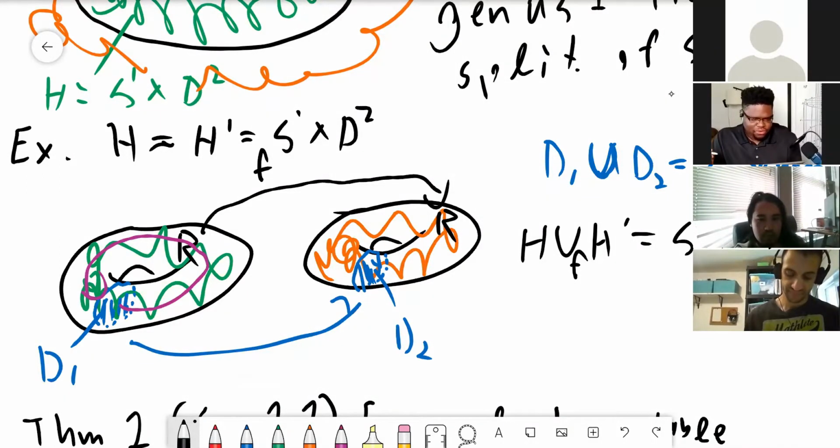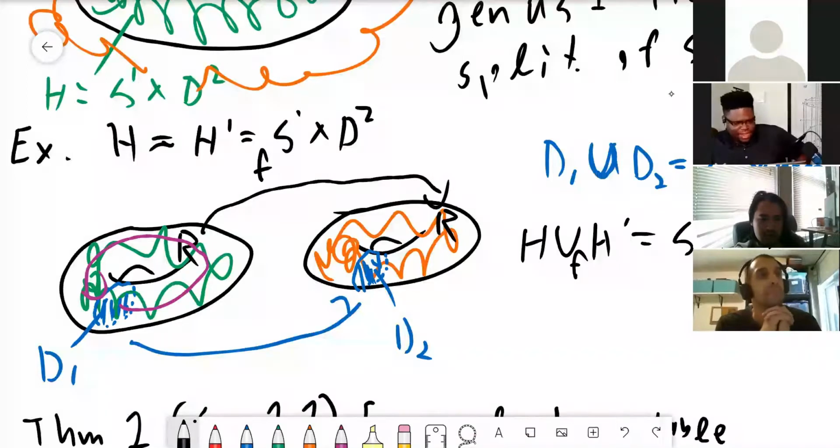All right, so now we've already seen two genus 1 Heegaard splittings. They give you a different manifold depending on how you glue the boundaries together. So that's the basic idea of a Heegaard splitting. Any questions so far?